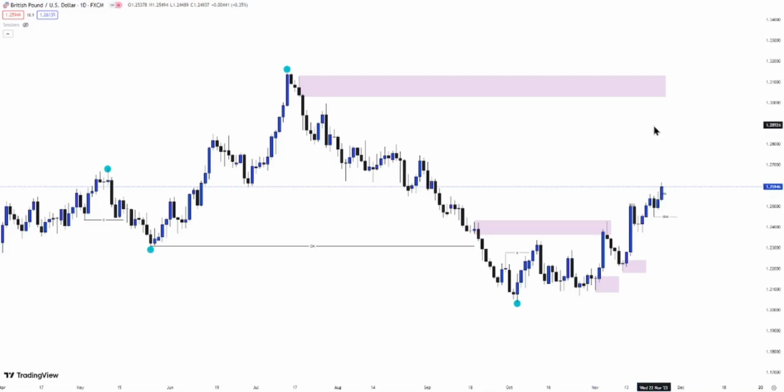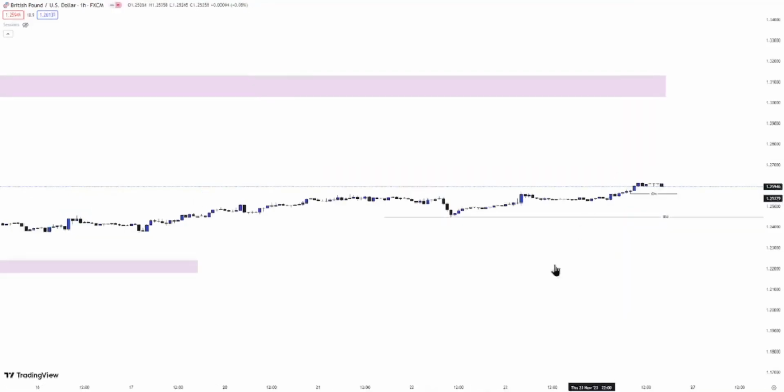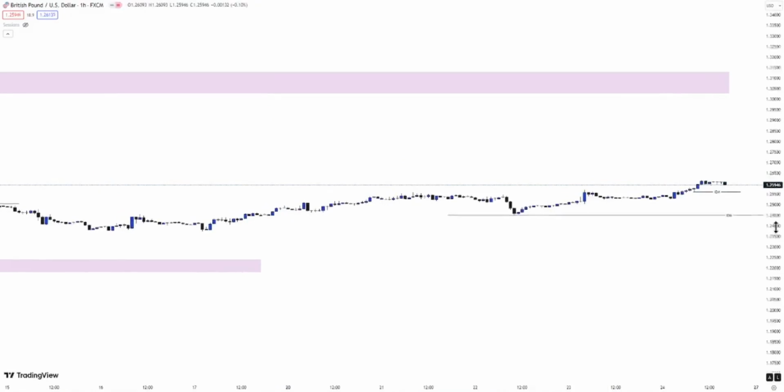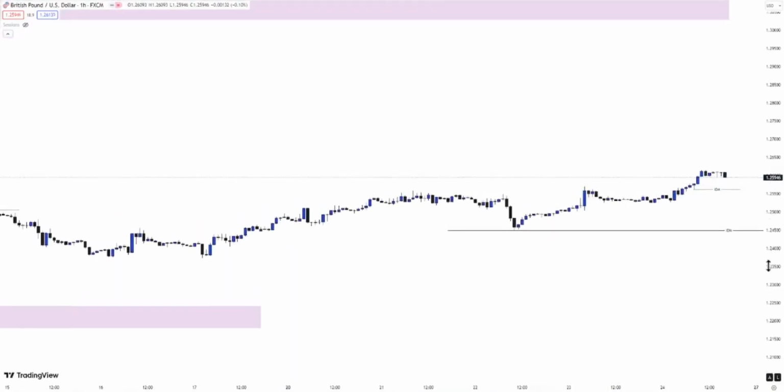So if we quickly go to the 1 hour time frame and see what price is doing on the 1 hour time frame. Now, this is the 1 hour time frame of GBP/USD. So let's see what is going on here.